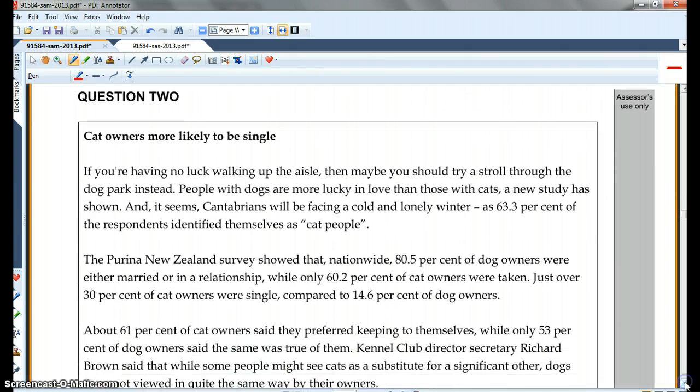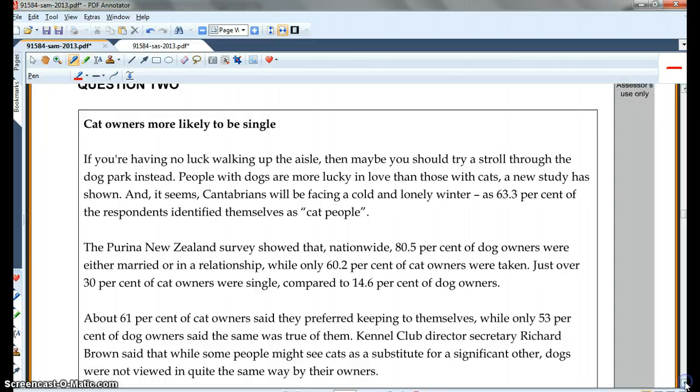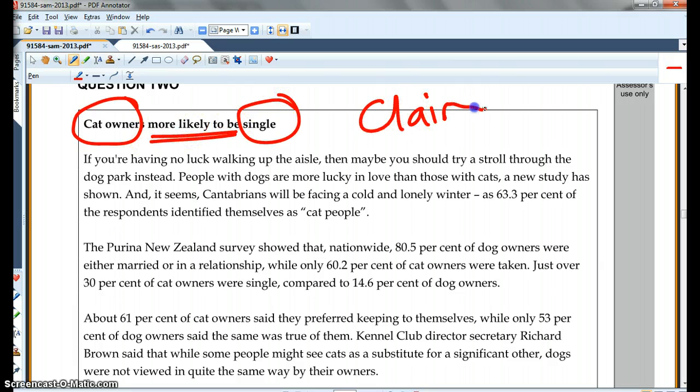Okay, cat owners are more likely to be single. Really? Hey, straight away, this is the explanatory, and this is the response, and this is actually making some kind of a claim. Okay? So that heading has already got an explanatory, owning a cat, the response being single.